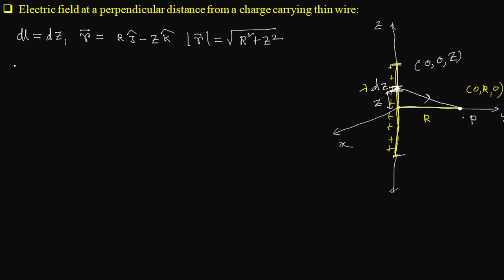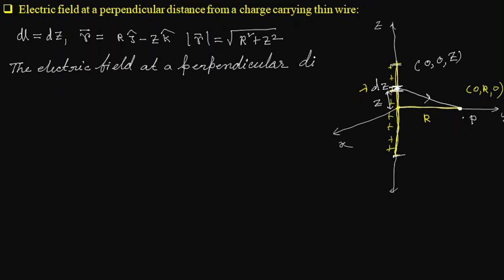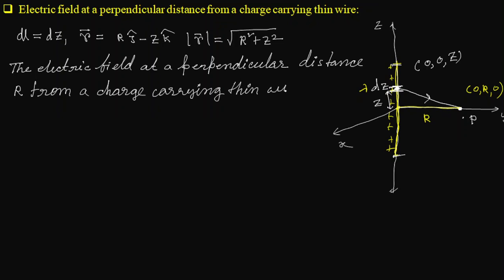So right here, the electric field at a perpendicular distance r from a charge carrying thin rod, charge carrying thin wire, is E equals 1 by 4 pi epsilon naught.